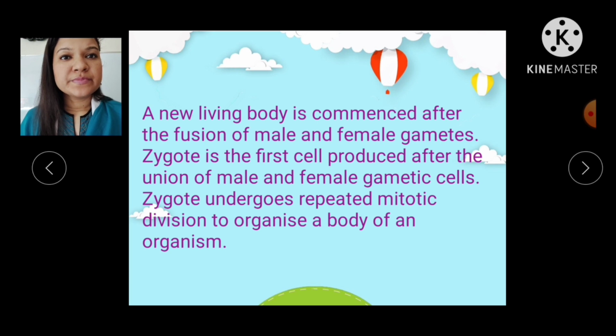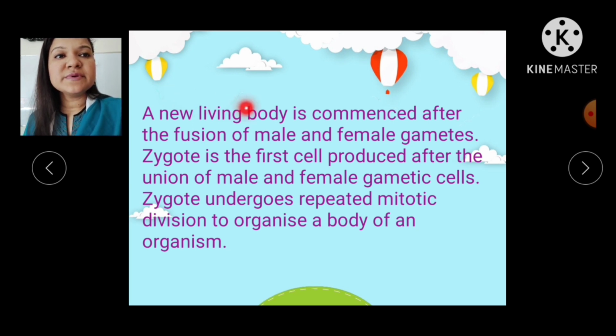And now the zygote. This is a very important knowledge-based question for you. A new living body commences after the fusion of male and female gametes. Zygote is the first cell produced after the union of male and female gametic cells. Zygote undergoes repeated mitotic division to organize the body of an organism.